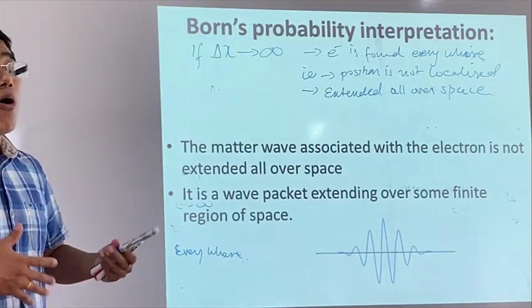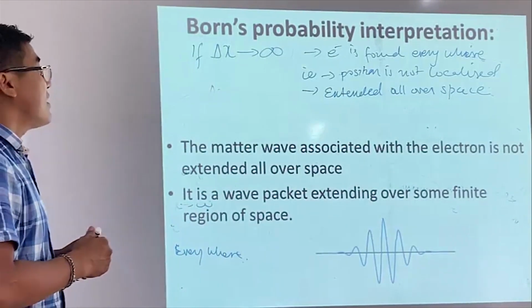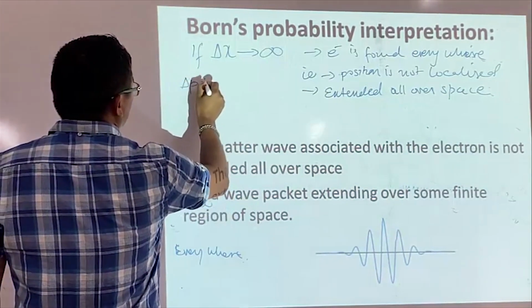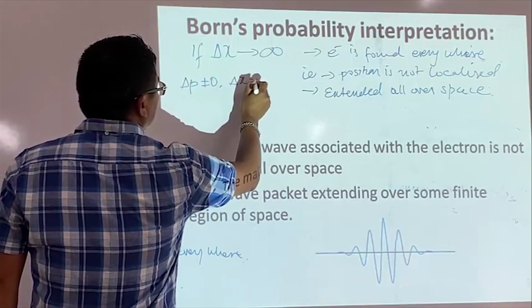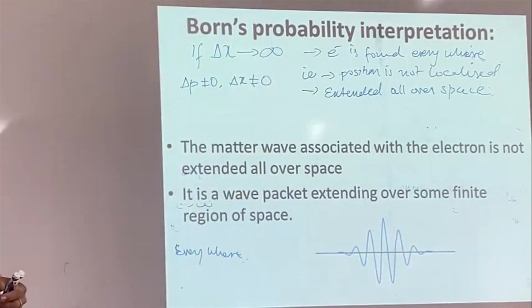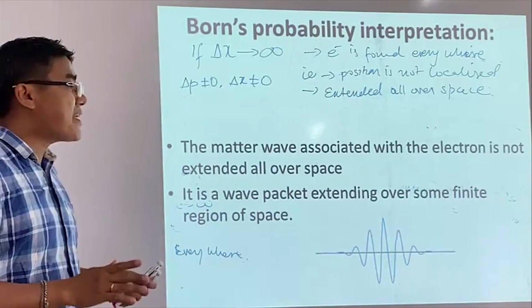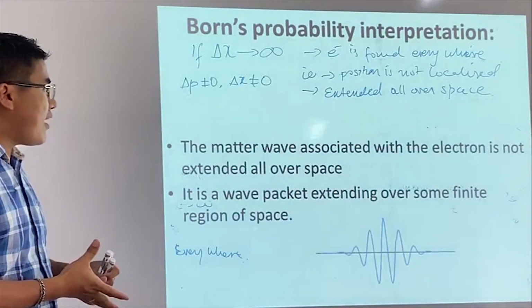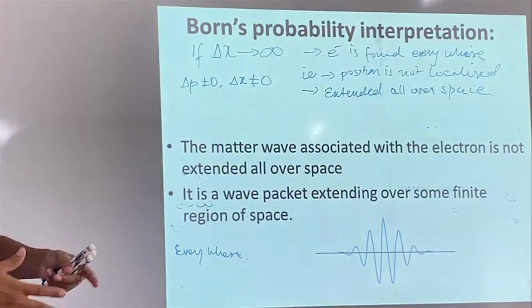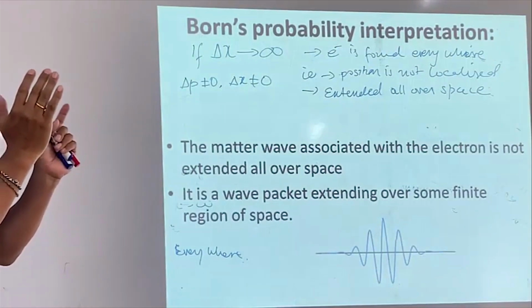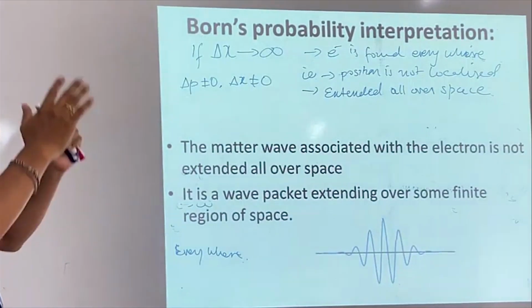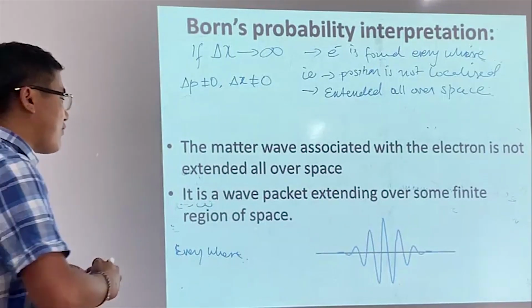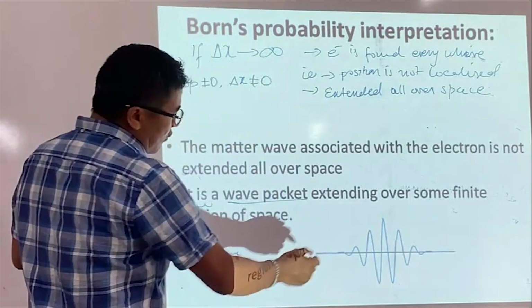All right, then how to explain this? The explanation is that delta t cannot be 0, delta x cannot be 0. So therefore we say that the matter wave associated with the electron is not extended everywhere. It is localized in a particular finite space. And we are able to explain this in terms of what we call the wave packet. So this is what we talk about.